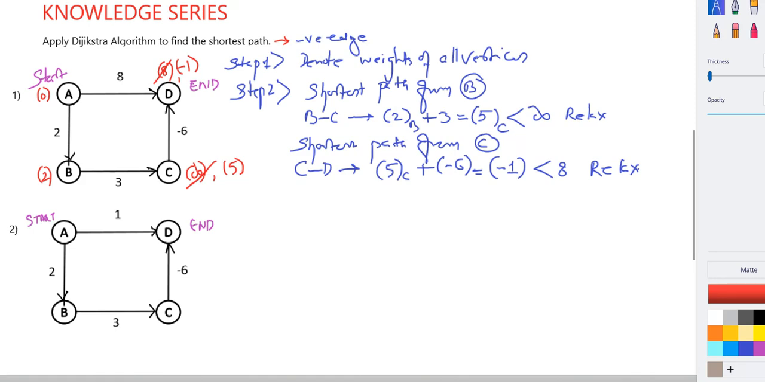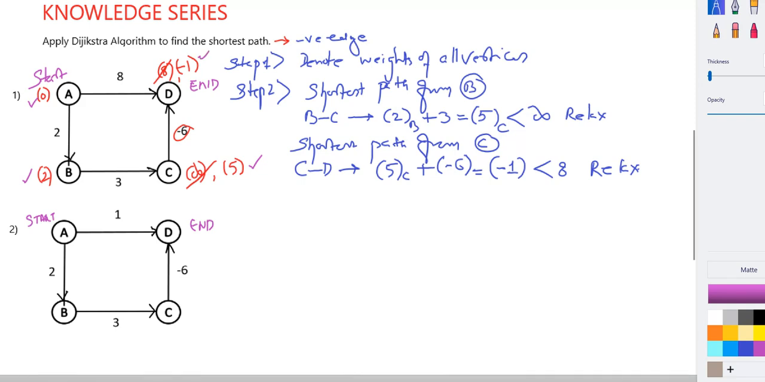So we have seen that it works perfectly. It works perfectly with the negative weight. Although this negative weight emerges here, still it works perfectly. So we got all the weights as: starting with 0, then 2, 5 and minus 1.